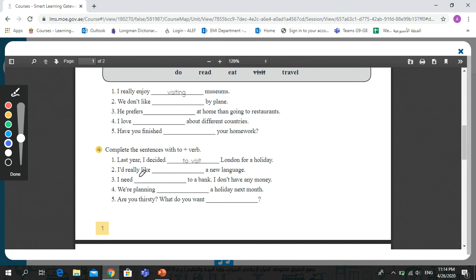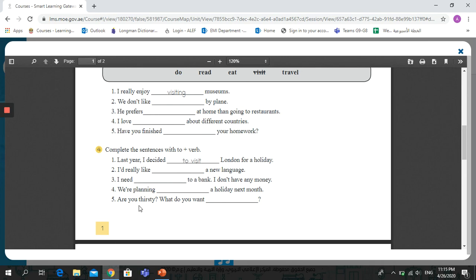Very good. So you can say here, to go to a bank. As you see here, the verb to go is an infinitive, and it comes after the word need. I need to go. Number 4: We are planning a holiday next month. So which verb is used here? We are planning what? Maybe we are planning to have a holiday, or we are planning to start a holiday next month. So both of them are infinitives and they can go with this sentence.